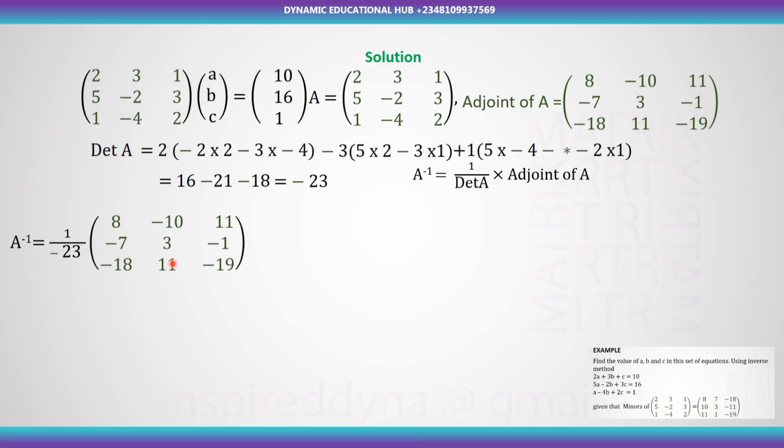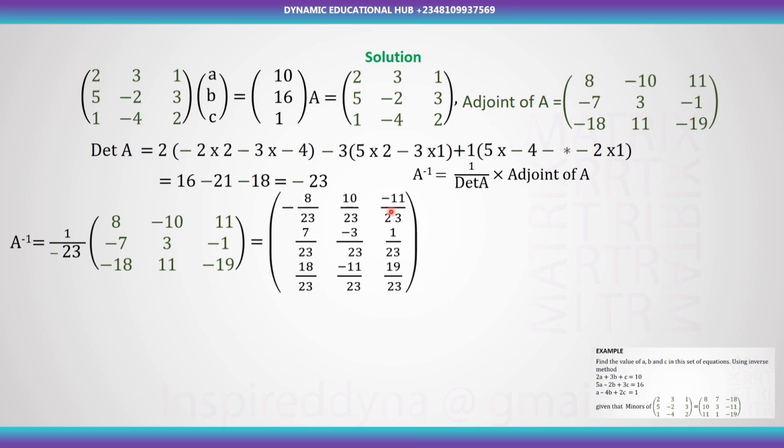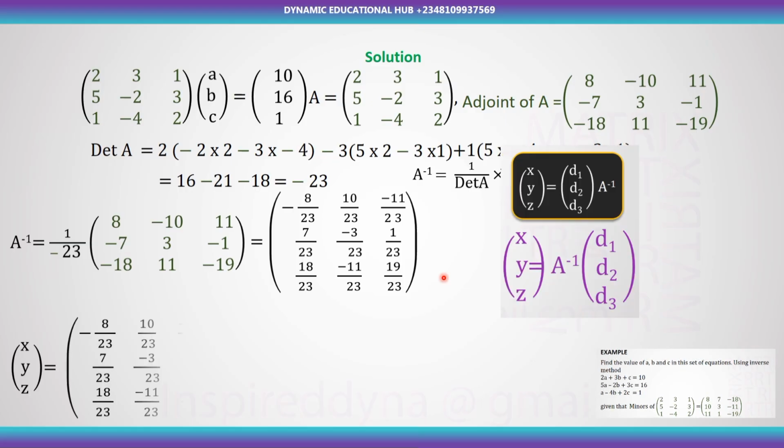and that is our adjoint. Now to multiply that, we have a scalar multiplication, and for scalar multiplication we just expand it. Expanding it, we are going to get this. So it becomes minus 8 over 23, and this one, minus, we cancel, minus 10 over 23, minus 11 over 23, and that is what we have here. Just expand it.